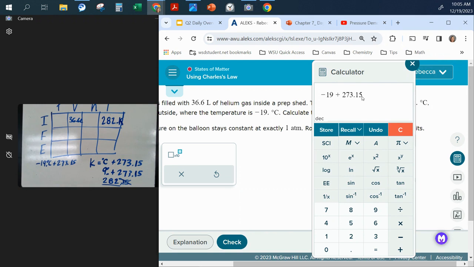Kelvin can't be negative, so that seems wrong. Okay, there we go. So our temperature here is 254 Kelvin. Because our number didn't start with any decimal places, our answer can't have any decimal places because we're adding.